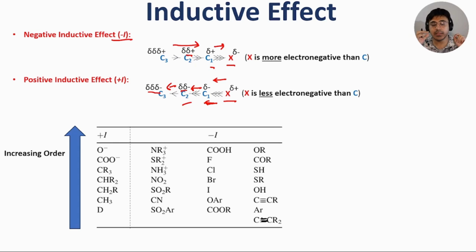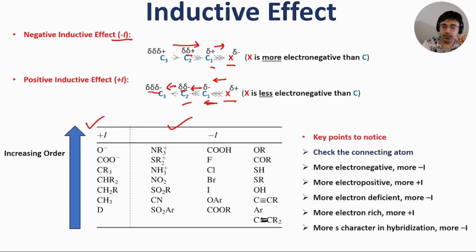Now there is an increasing order of some groups for both plus I and minus I effect. On the left hand side you can see the plus I effect, and on the right hand side the minus I effect, right? You can memorize this table or order, but at the same time I will give you some idea or concept to remember. Later, in the next tutorials, I will show you how each order can be explained with basic concepts of general organic chemistry, like electronegativity and electron richness, but it will take more time, so I am not including it here right now. For the time being, just keep a few points in mind.